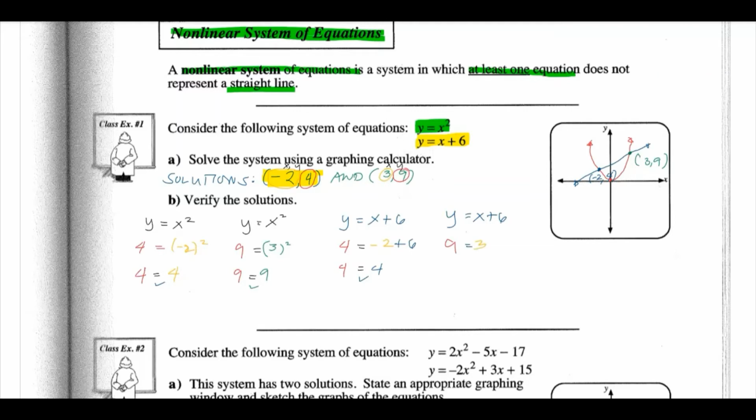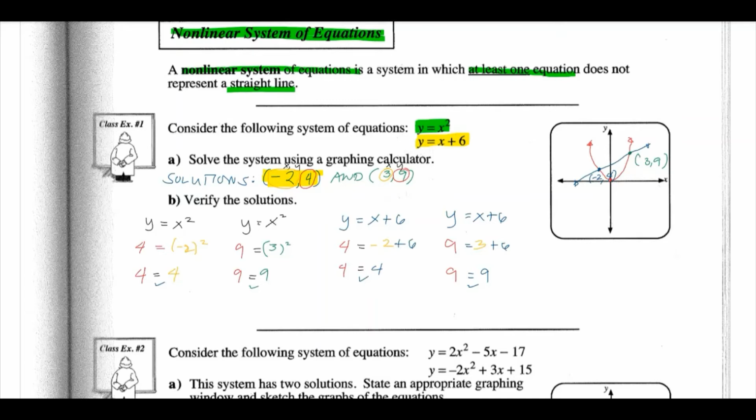So I'm going to replace that one with 3, and then plus 6. So that would give you 9 is equal to 9. So therefore, 3 and 9 is also a solution. So the point with the coordinates of 3 and 9 is also a solution. So remember, that's how you verify your solutions.